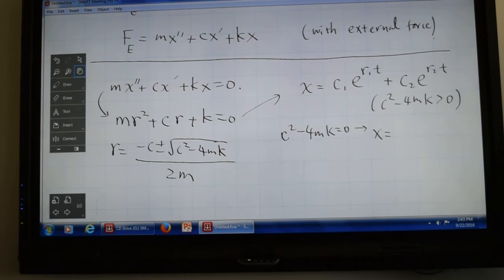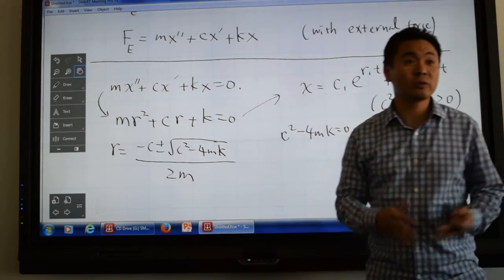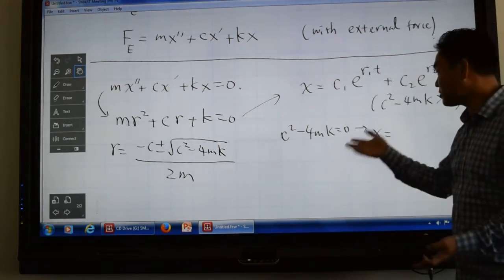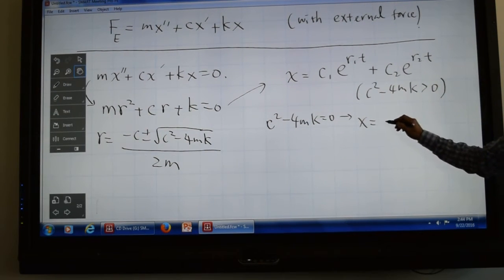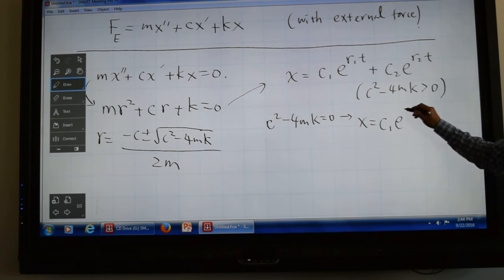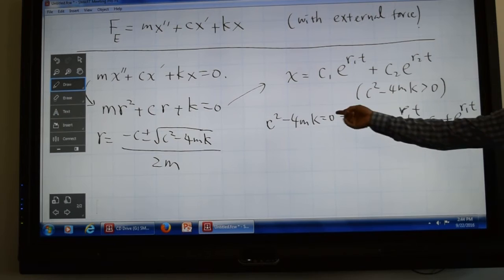No, it's c1 e to the negative c over 2m t plus c2 t e to the negative c over 2m t. In other words, if this is 0, you only have one solution. You don't have two solutions. In that case, you have to find the second solution by multiplying by t this time. So c1 e to the r1t, and then the second one should be c2 times t times e to the r1t. This is because you only have one solution in this case.